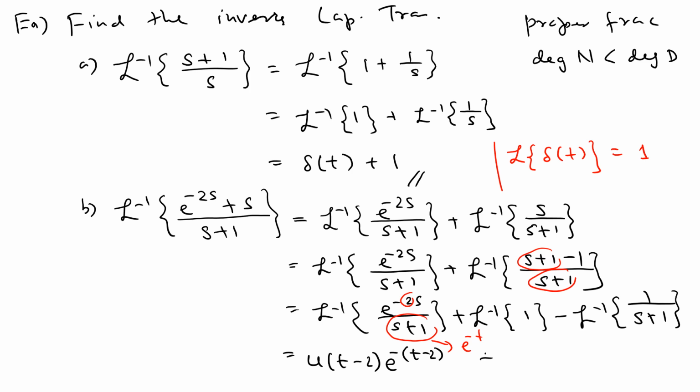For the second function, it is delta t. For the third function, it is 1 over s plus 1, so it is minus e to the minus t. So that's what you get. That's the inverse Laplace transform of these functions.